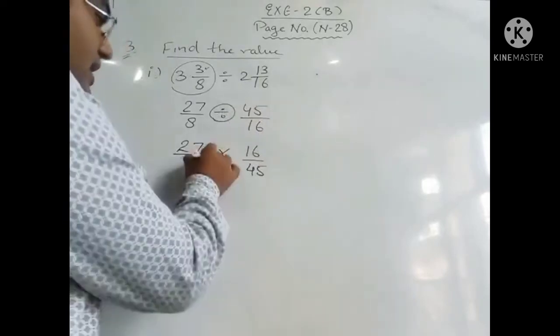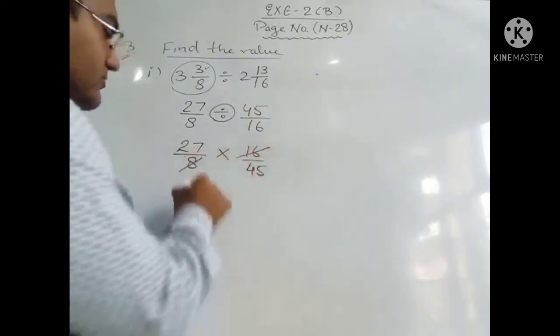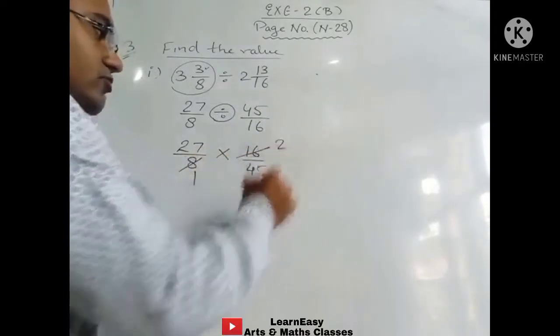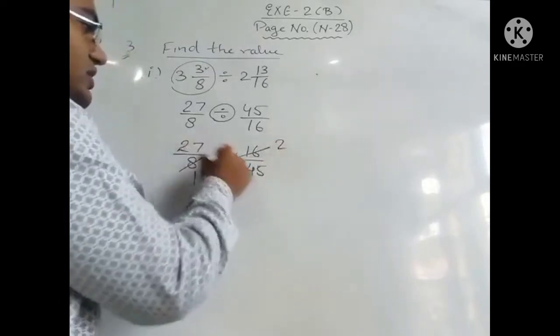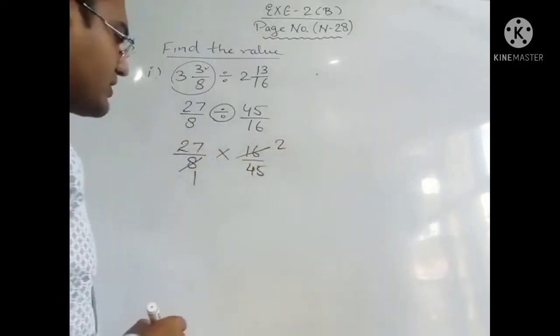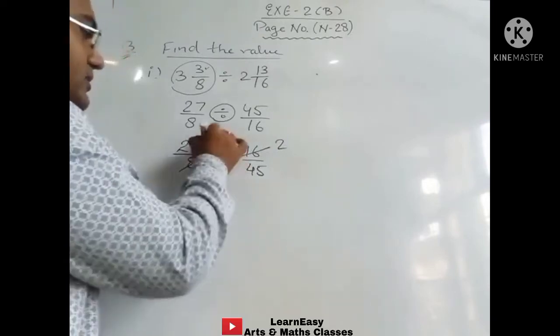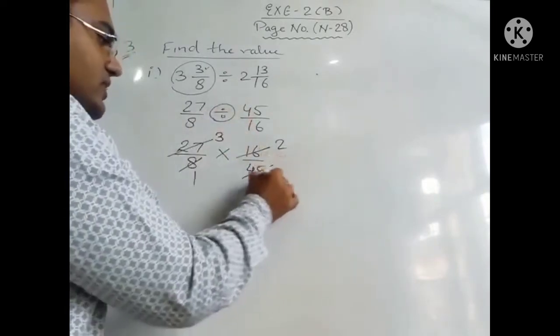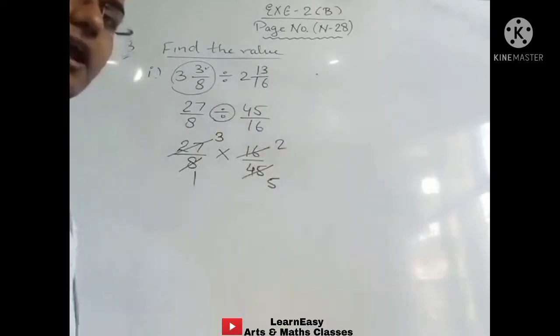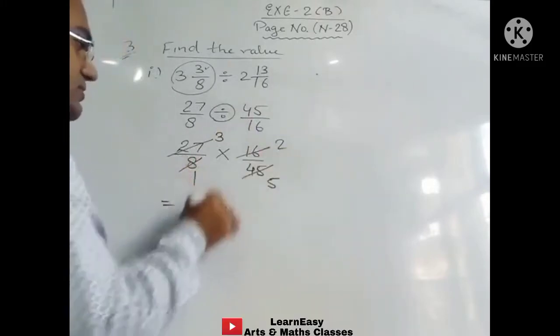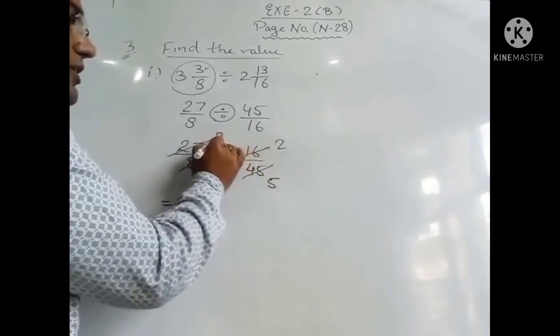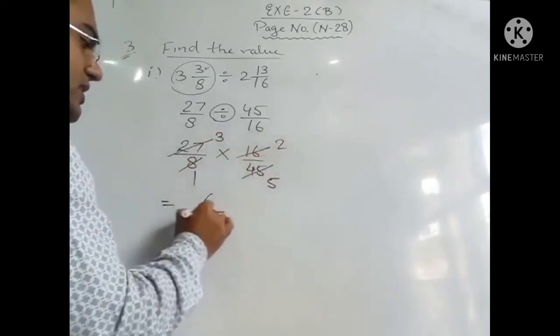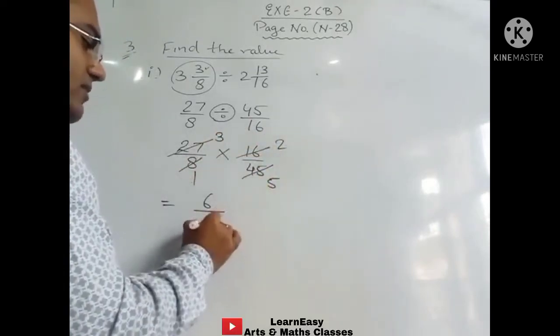Now 8 and 16 both will get cancelled. 8 1s are 8, 8 2s are 16. These two also will get cancelled with the table of 9. 9 3s are 27, 9 5s are 45. Now the next step is we have to multiply these two numerators. 3 multiplied with 2 will become 6 upon 1 multiply 5 will become 5.